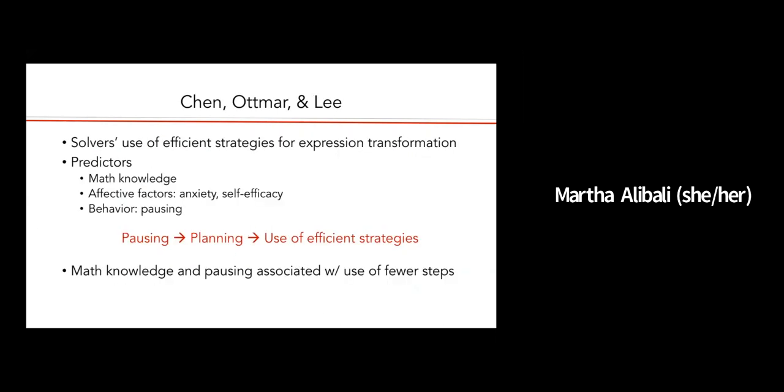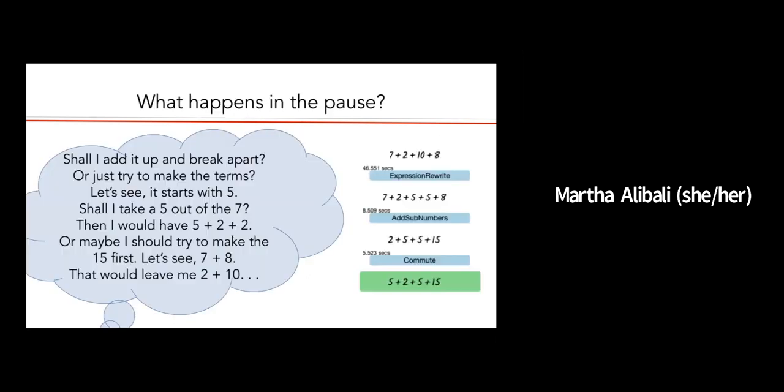All right, Chen, Amar, and Lee also focused on this idea of efficiency in their work on planning and pausing in expression transformation. They considered multiple individual difference factors like math knowledge as well as affective factors, but they looked also at a specific overt behavior and found that both math knowledge and pause time were associated with use of fewer steps in their expression transformation task.